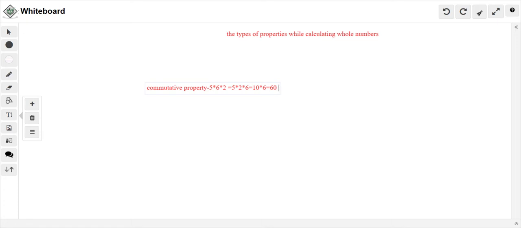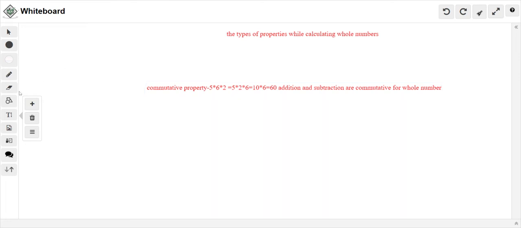So we can say addition and multiplication are commutative for whole numbers. If you didn't understand, you can just rewind it.